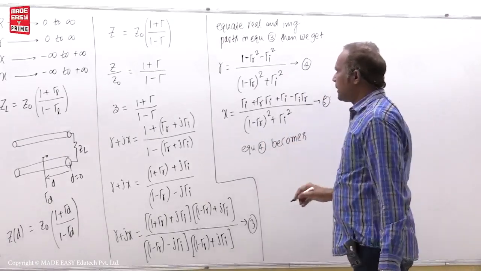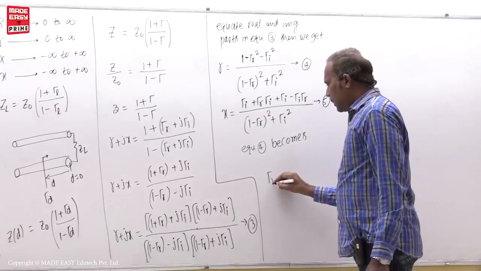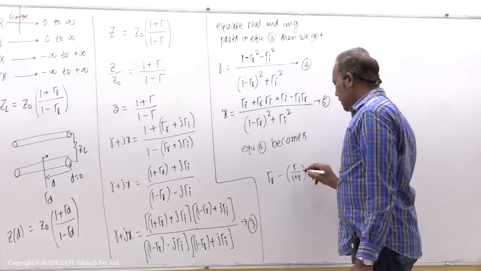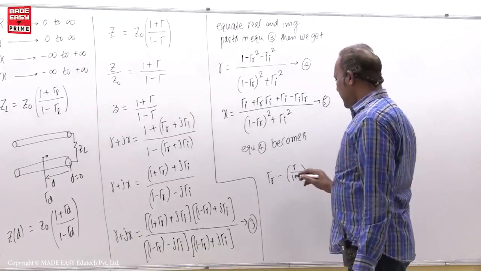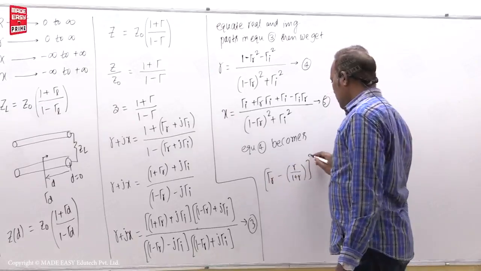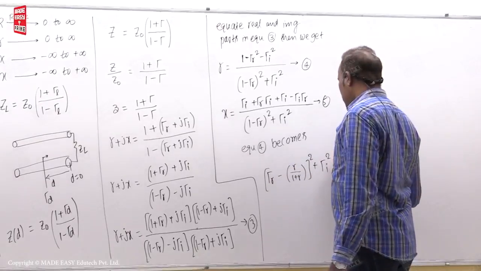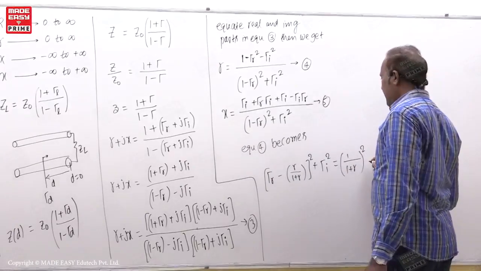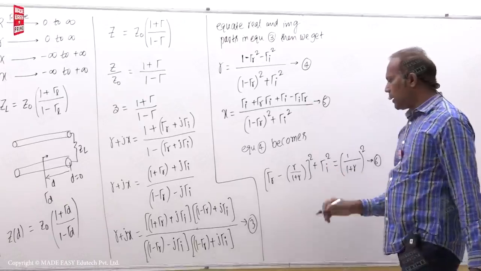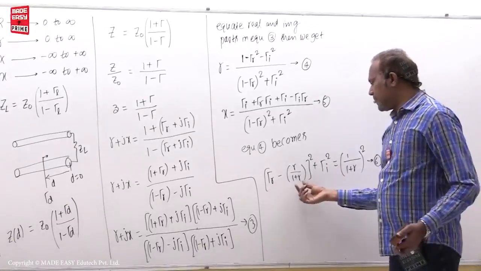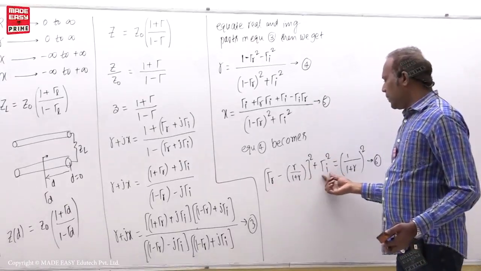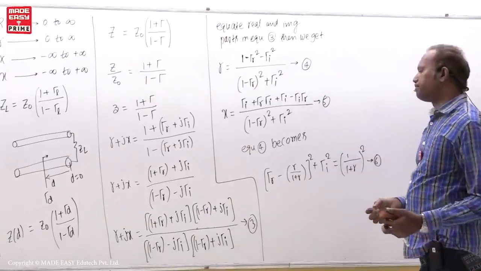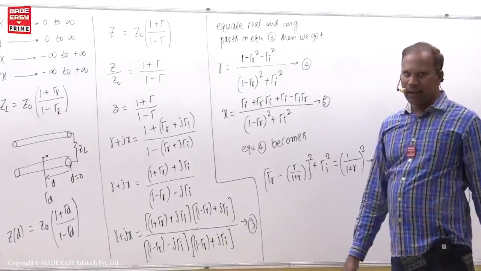Now equation 4 becomes like this, gamma r minus of r by 1 plus r whole square plus gamma I square is equal to 1 by 1 plus r square. This is equation number 6. Now you know what is this? This is like x minus a whole square plus y minus 0 whole square is equal to some radius square, this is. So this is circle equation.